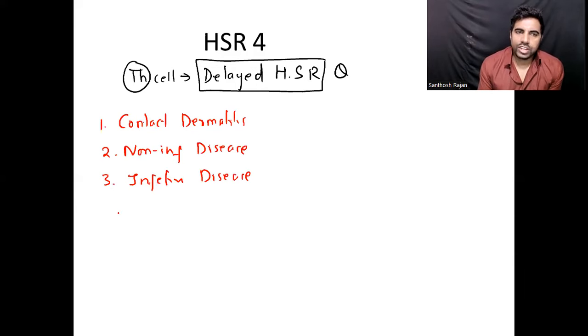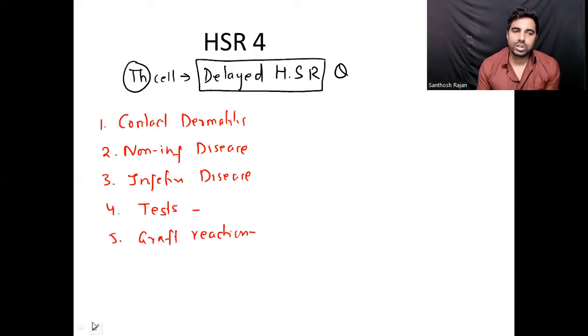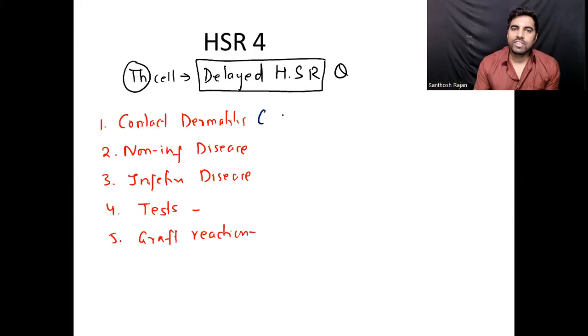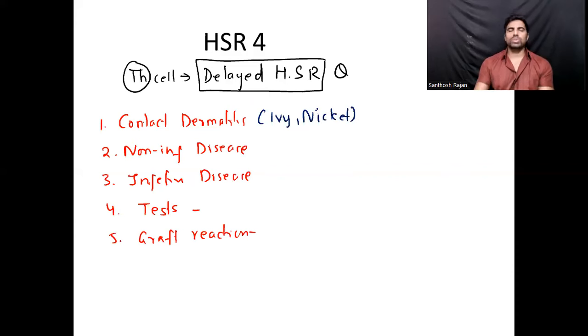And there are different types of tests, where you can see a positive reaction. And one more thing is graft reactions. These things are golden, definitely expected. So make it easy and just remember only, you will not forget anything. I assure you. Contact dermatitis is due to IV, nickel, things that come from contact, like detergent used for years and years. These things are contact dermatitis. This question was also asked many times.